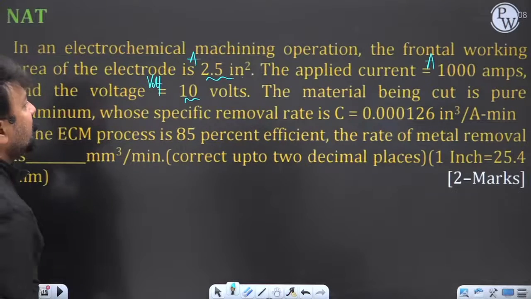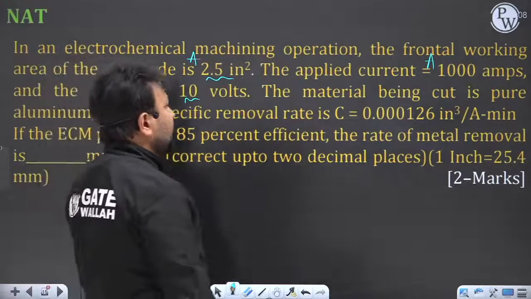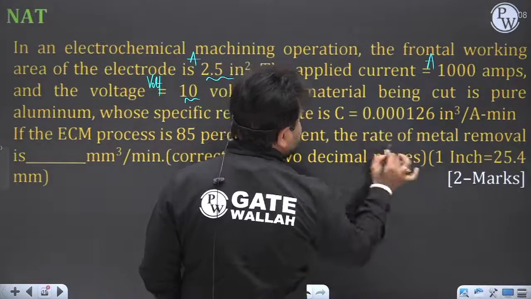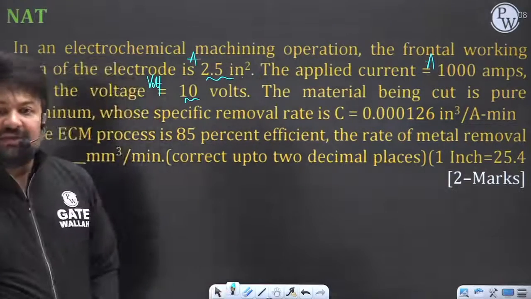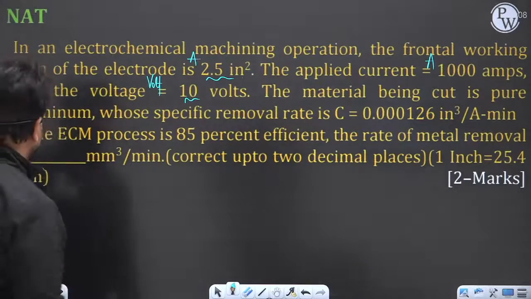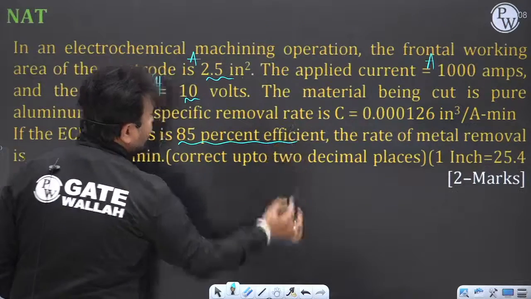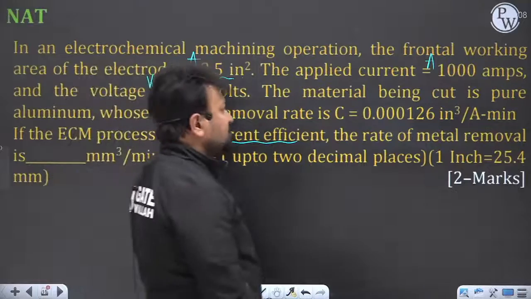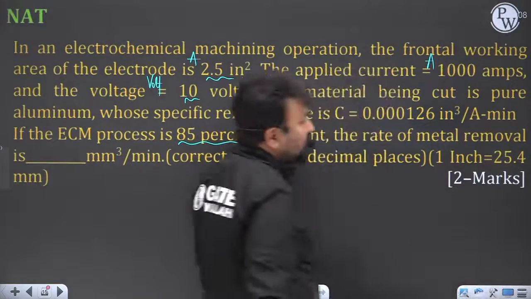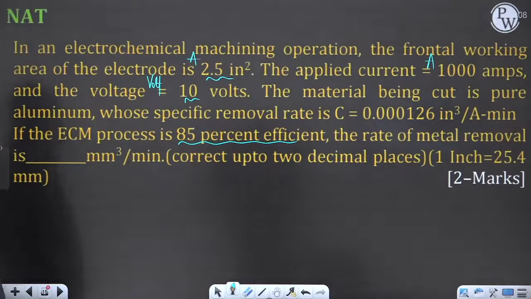The material being cut is pure aluminium, whose specific removal rate is given in inch cube per ampere per minute. If the ECM process is 85% efficient, what is the rate of metal removal? Here conversion is also given, if you don't know: 1 inch equals 25.4 mm.